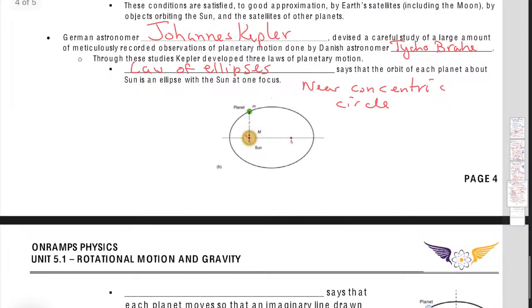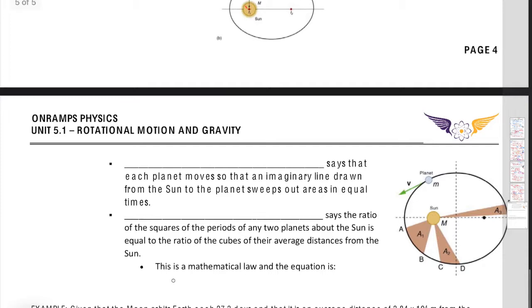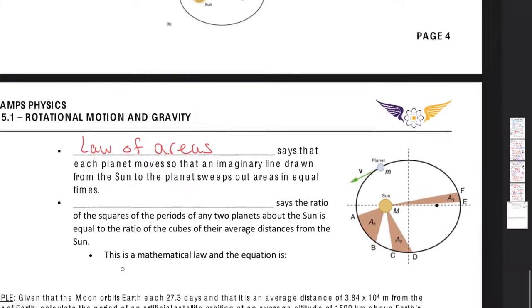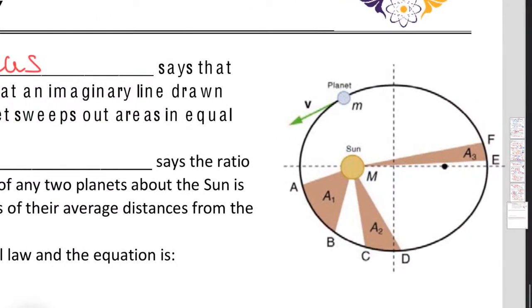So that's the law of ellipses. The second one is what we call the law of areas. The law of periods is the third law. So the law of areas, and that's what this little diagram over here says, imagine if I had a line connecting the planet to the sun, and as the planet goes from position A to position B, it sweeps out this area.